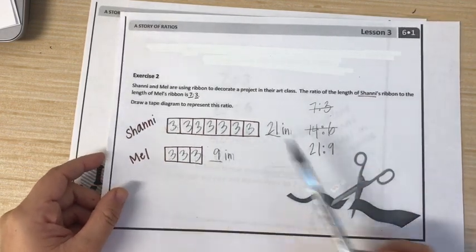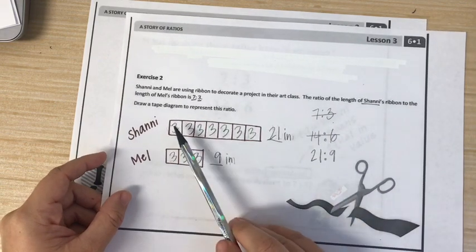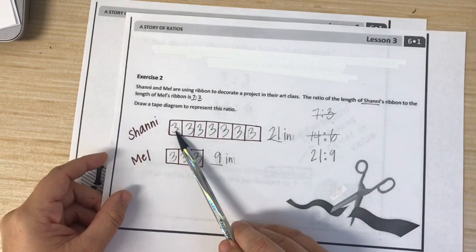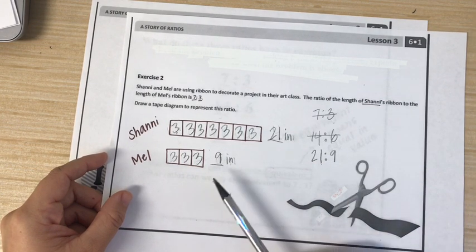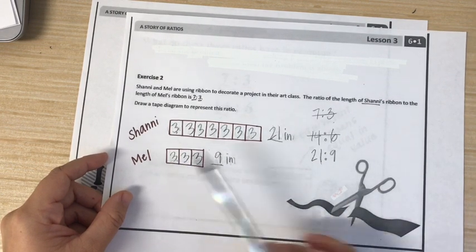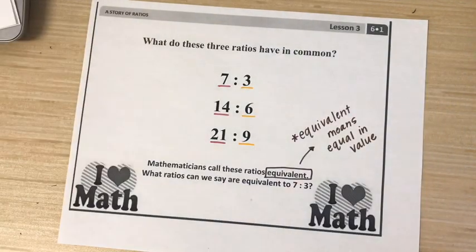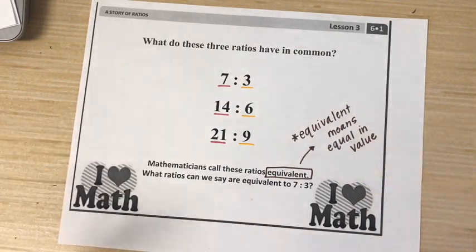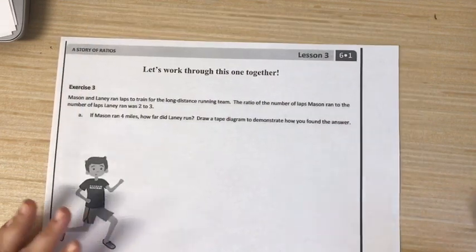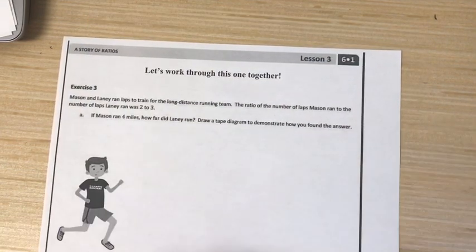So for example, on this 21:9, where each unit is now 3, 3 times 7 is 21. And 3 times 3 is 9. So these are equivalent ratios. And just to remind you, equivalent means that they're equal in value. Okay, let's take a look at exercise 3 in our classwork.